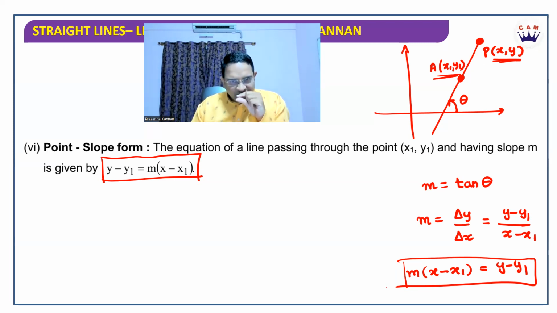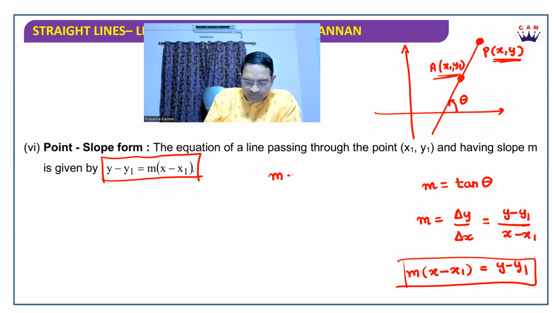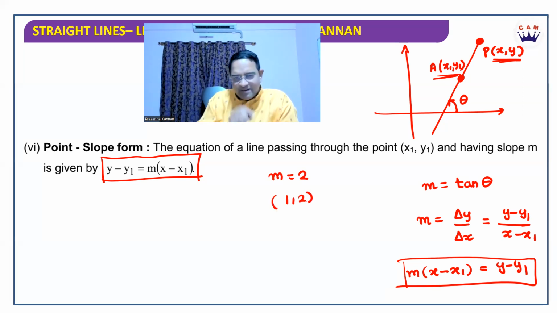Slope is nothing but change in y by change in x. One of the points I know. What is that point? x1 comma y1. Let any other point on the line be an arbitrary point, x comma y. Then change in y will be y minus y1, and change in x is x minus x1. So slope is change in y by change in x, so I get y minus y1 is equal to m into x minus x1. So quickly tell me the equation of a straight line which has slope 2 and is passing through the point 1 comma 2.